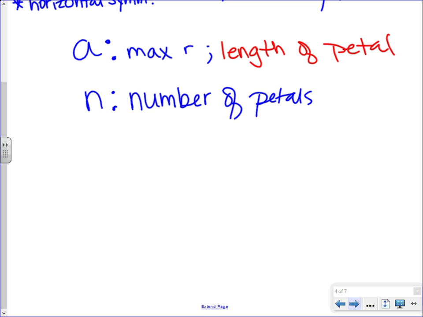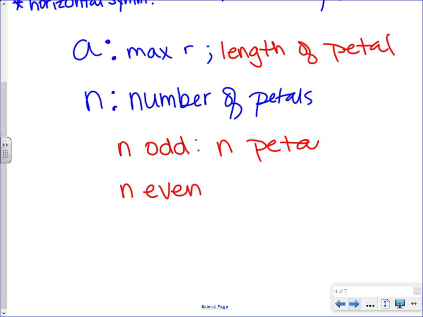Is it really just as simple as there are N petals? No, we had to look for a different pattern, didn't we? What was that pattern? If n is odd, then that is the number of petals, but if n is even, then 2n is the number of petals. Okay, so if n is odd, we have n petals. If n is even, we have 2n petals. So we have to double it.